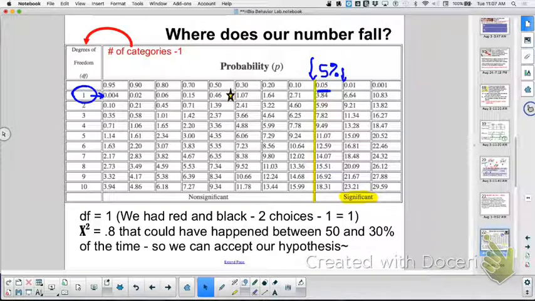That deck of cards probably was not shuffled correctly or something along those lines. So if we have 1 degree of freedom, this is where we draw the line, right here. 3.84. At 3.84, we say something was up with that deck of cards.